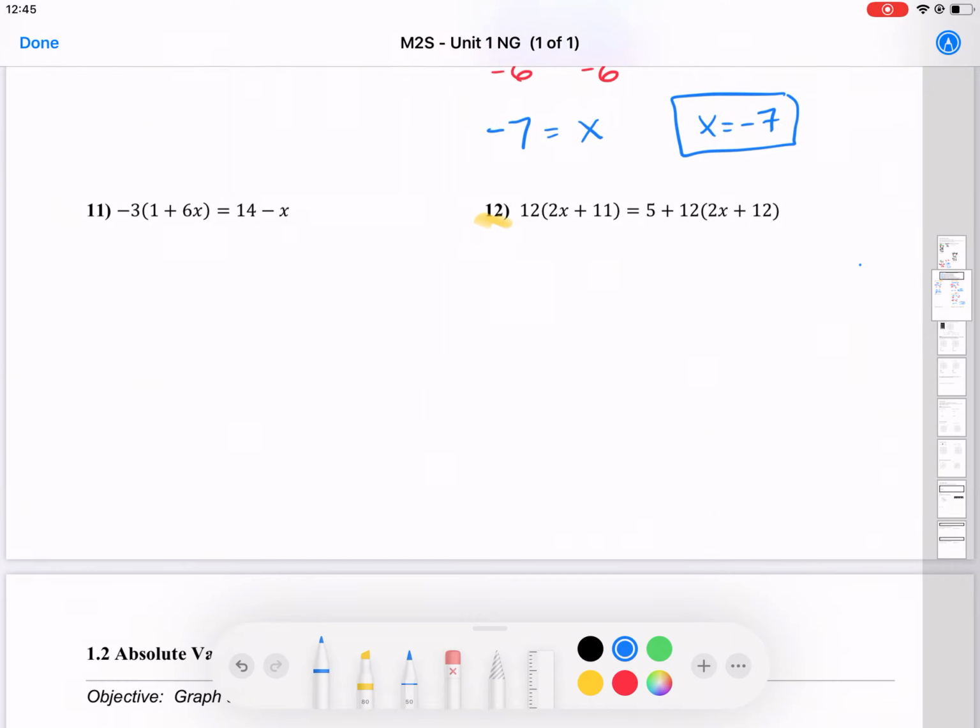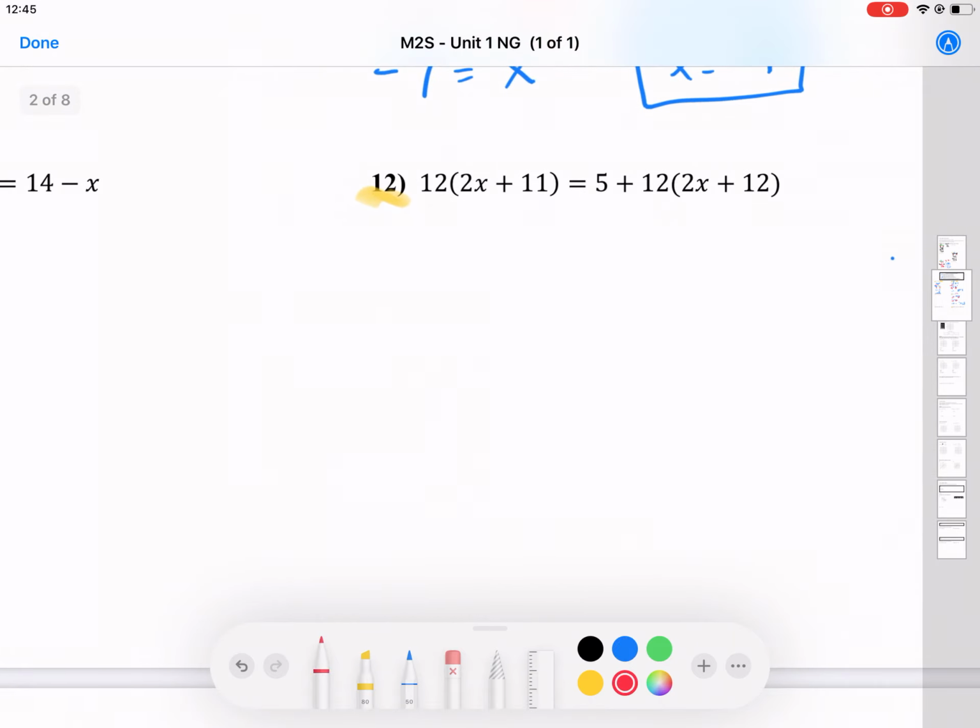Okay, let's do one more together. So number 12, once again, if you see parentheses, you distribute first. Now notice, we have this 5 plus 12, you only distribute the number that's directly in front of the parentheses. So in this case, the 12. So we're doing it on both sides. Let's start with the left side. 12 times 2 is 24. 12 times 11 is 132. And then that's equal to 5. That 5 stays the same. And then 12 times 2 is 24x. 12 times 12 is 144.